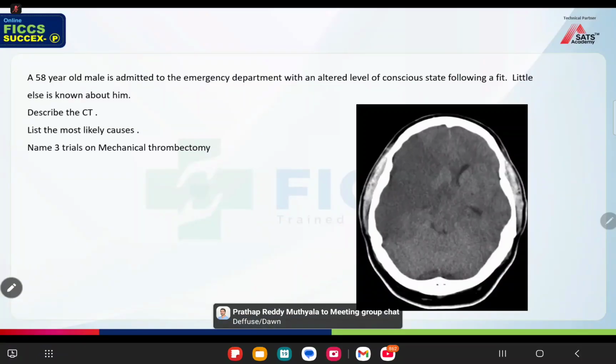Most likely cause is MCA infarct. The most likely cause of this MCA occlusion is a thrombotic stroke, a large vessel MCA occlusion from the M1, M2, M3 bifurcation. Before that, proximal to the bifurcation only.